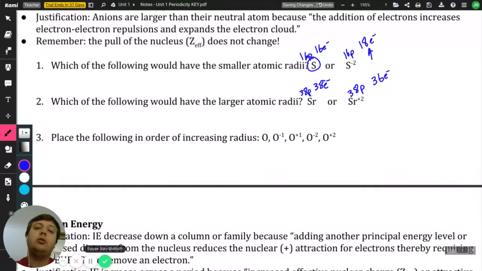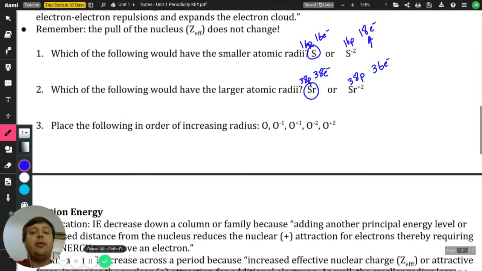Now, when it lost those 2 electrons, it dropped to the previous energy level. So now the electrons are going to be very similar to krypton. So we dropped an energy level. Well, if we lose an energy level, that means that our atom would have to be smaller, right? So then which one is larger? It would obviously be the one that has more energy levels.